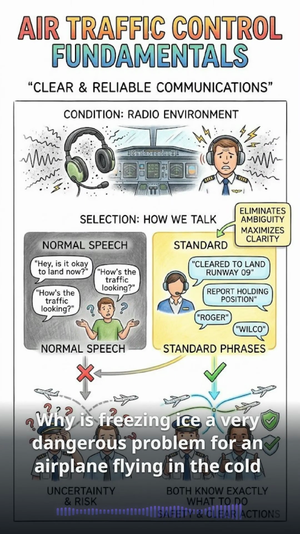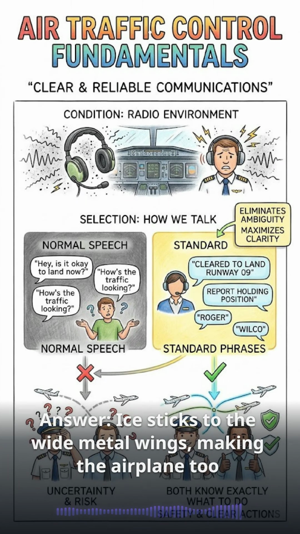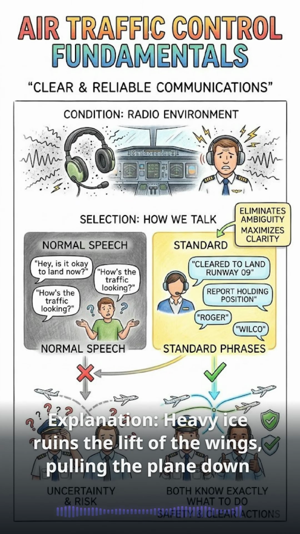103. Why is freezing ice a very dangerous problem for an airplane flying in the cold clouds? Ice sticks to the wide metal wings, making the airplane too incredibly heavy to safely fly. Heavy ice ruins the lift of the wings, pulling the plane down toward the hard ground.